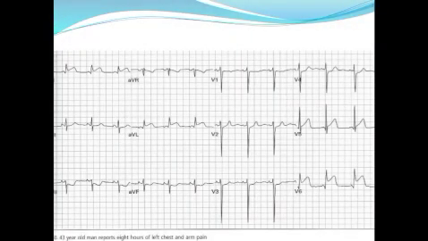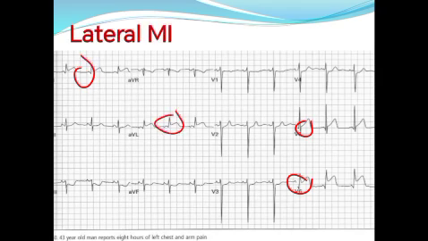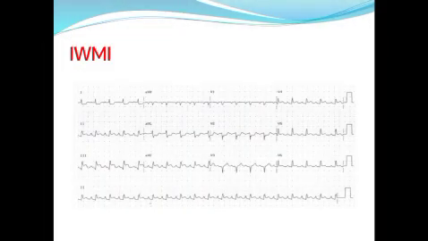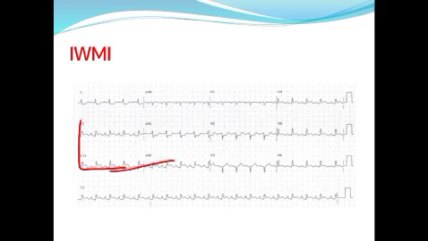Here is the same, an evolution, and here you see ST elevation in V6, V5, V1 and AVL also. This is lateral. Okay, here this is the inferior leads involving lead 2 and 3 in addition to AVF. This is AVF. This is an inferior myocardial infarction.